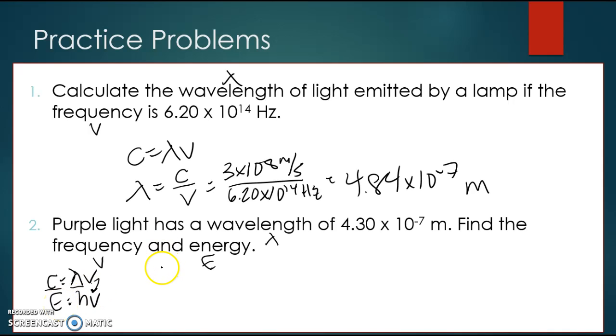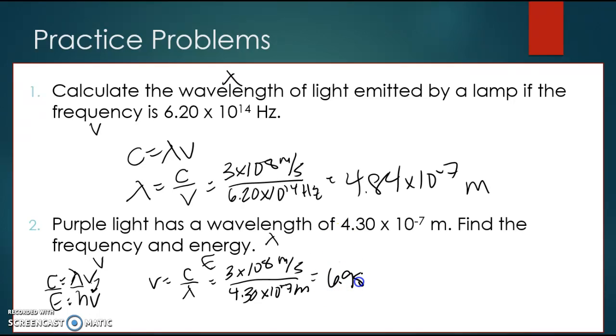Okay, so first we need to solve for frequency. c again is always 3 times 10 to the 8th meters per second. Got our wavelength of 4.30. And we calculate. So we divide those out, we're looking at 6.98 times 10 to the 14th.